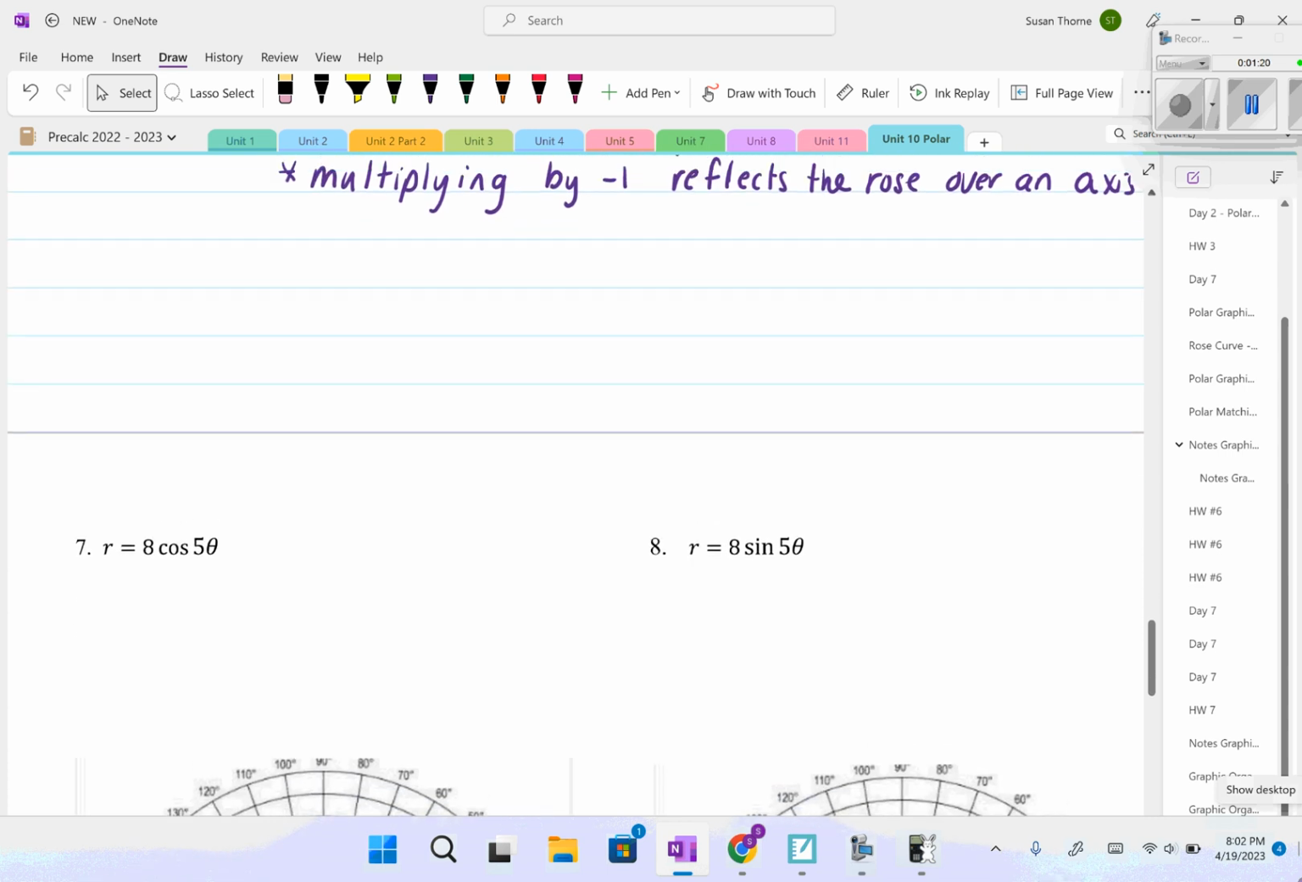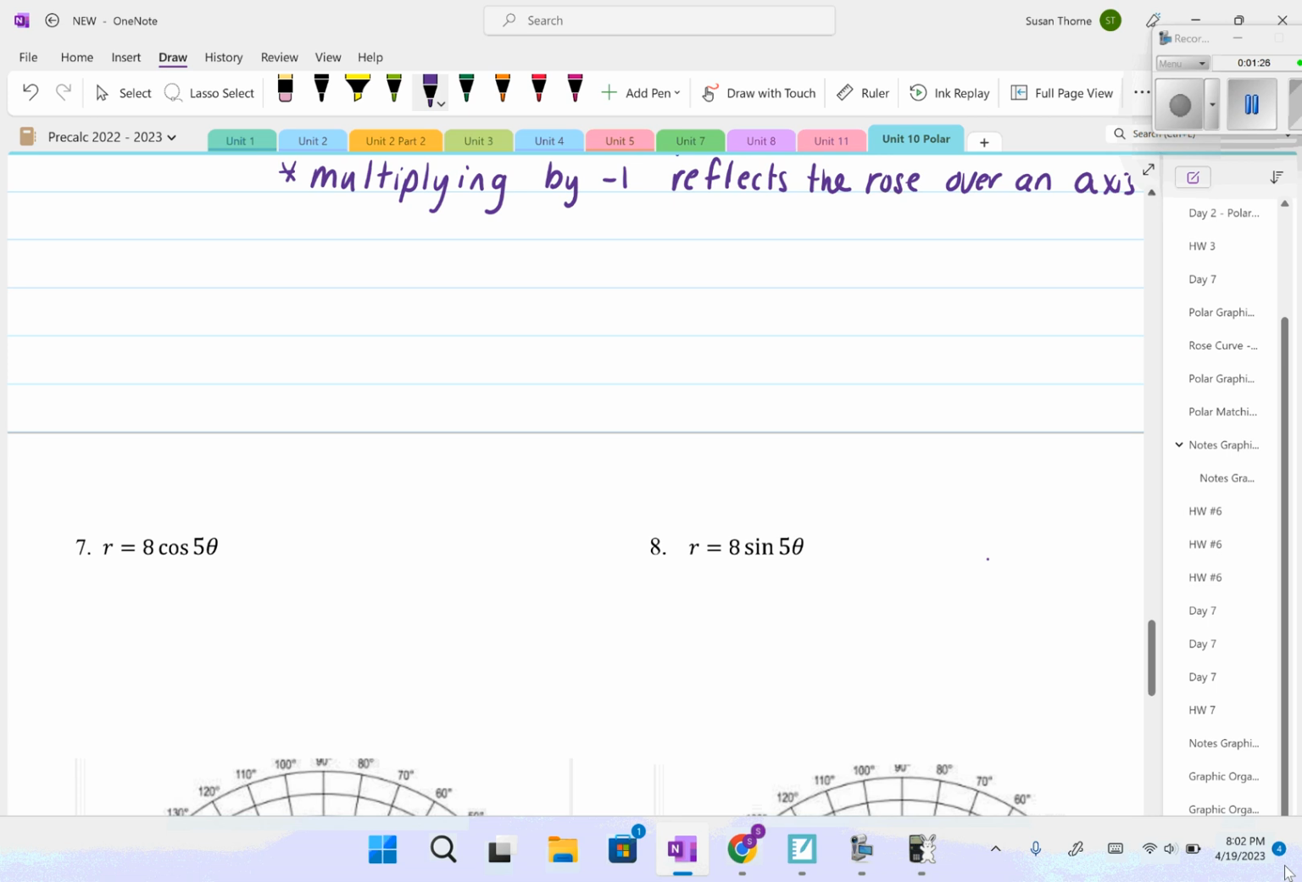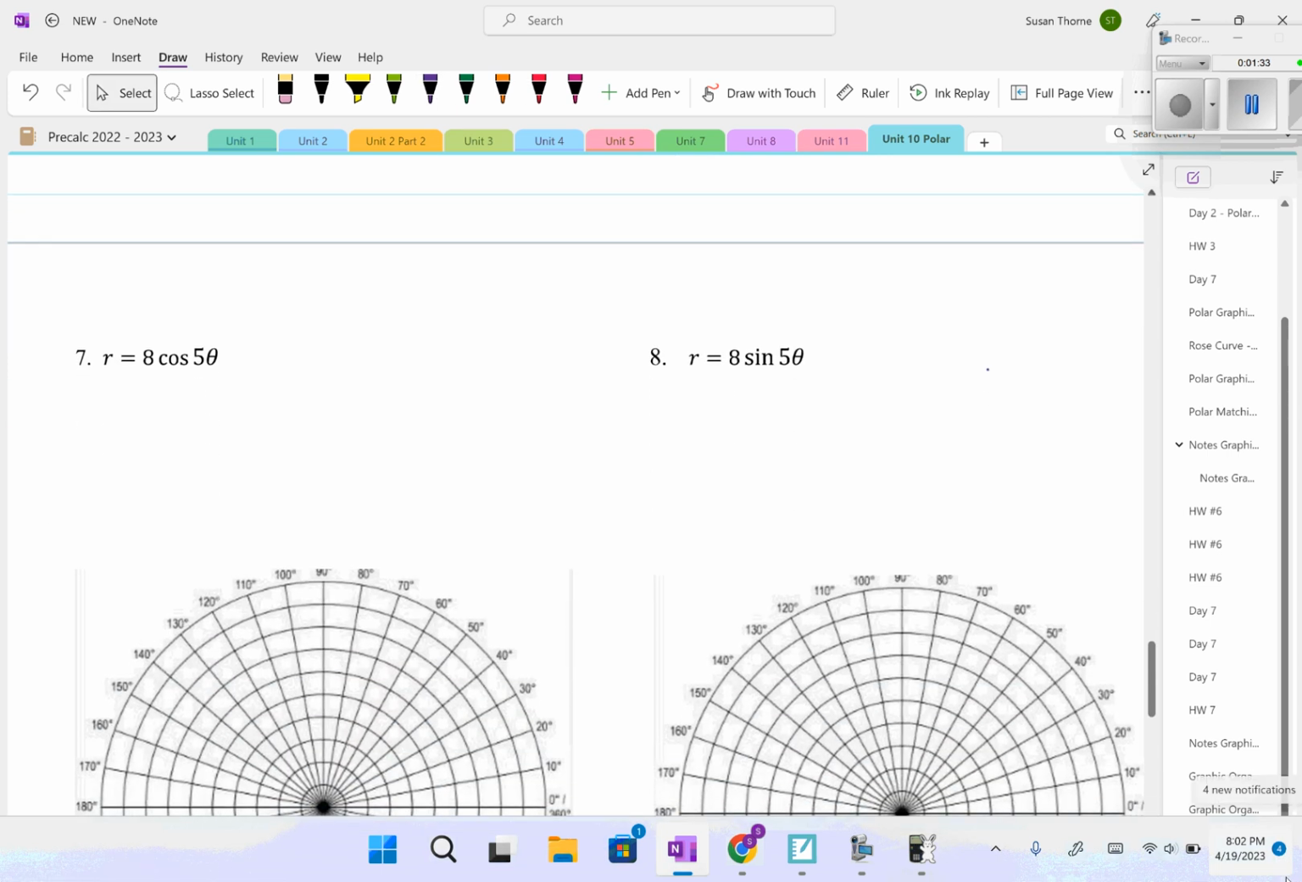So for our first equation here, we have r equals 8 times the cosine of 5 theta. So if we look at some of our information, our n value is equal to 5, which means that we have 5 petals because n is odd. And then we know that the petal length is equal to the absolute value of 8, so 8.